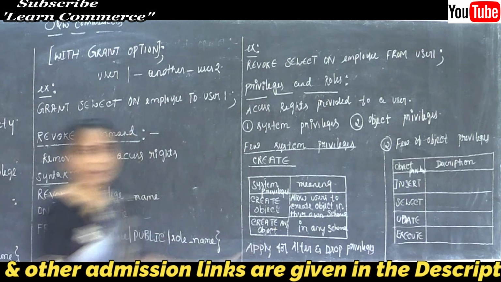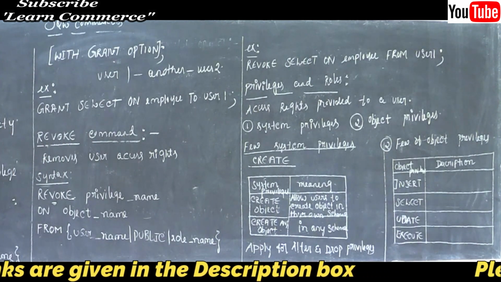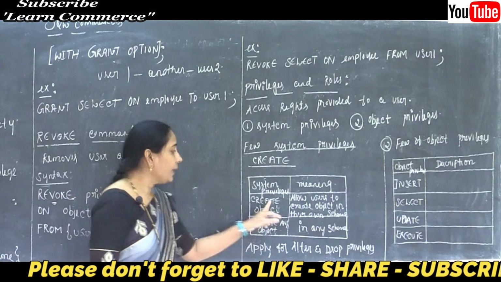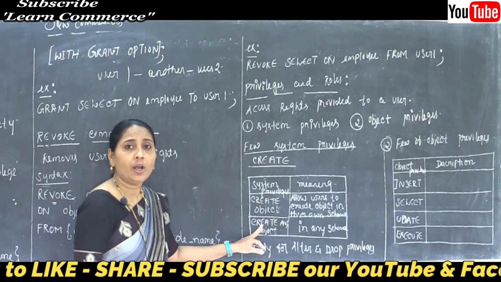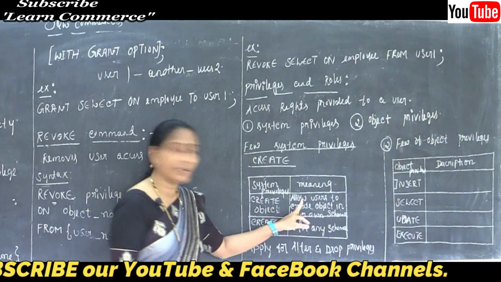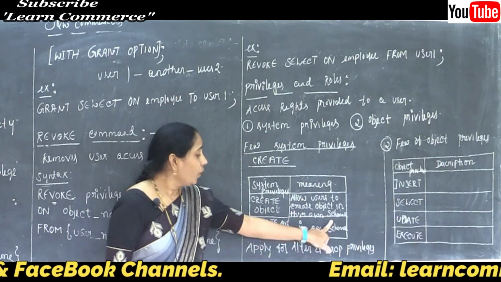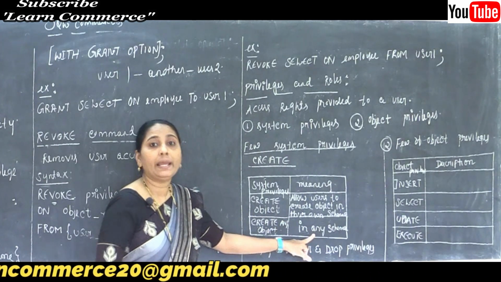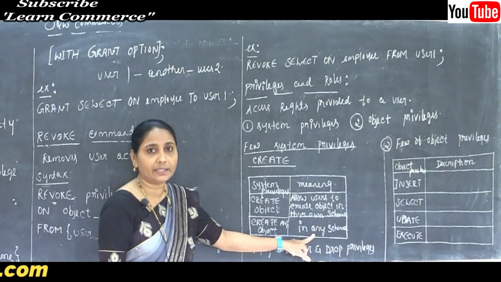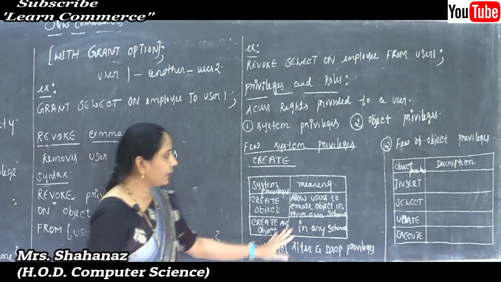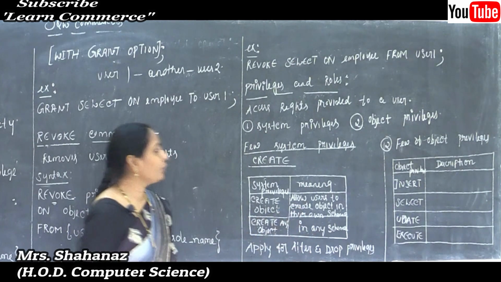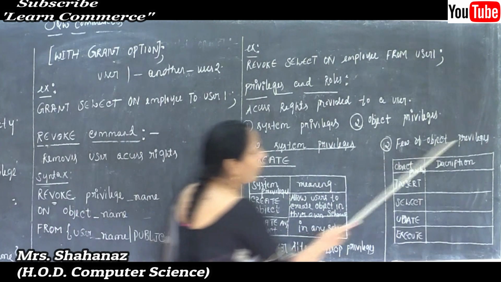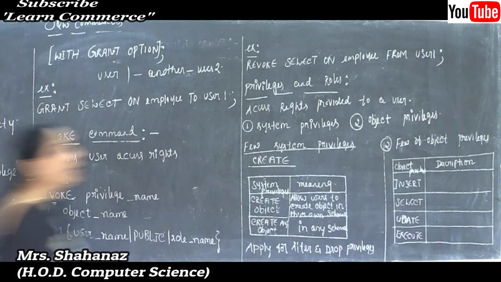Clear this point? So this is about a few of the create system privileges: create object, create any object. That means here we are going to create the table in their own schema, but by using create any object, it means in any schema we are going to create the table. And after completing the few create system privileges, the next thing is a few of the object privileges.